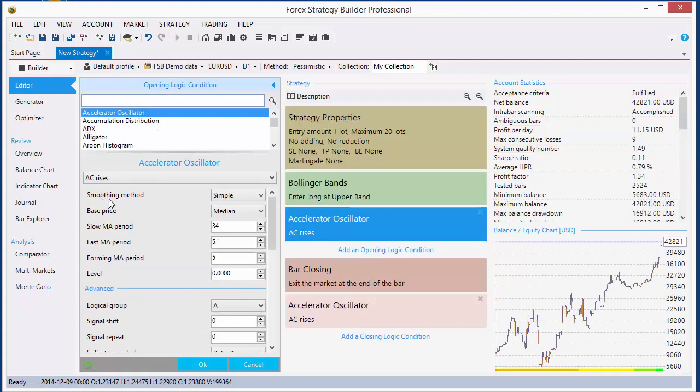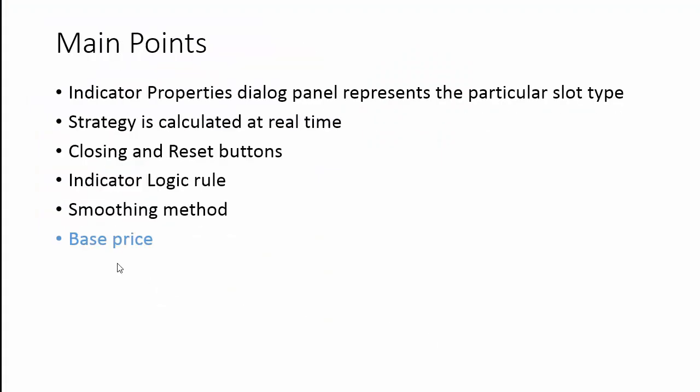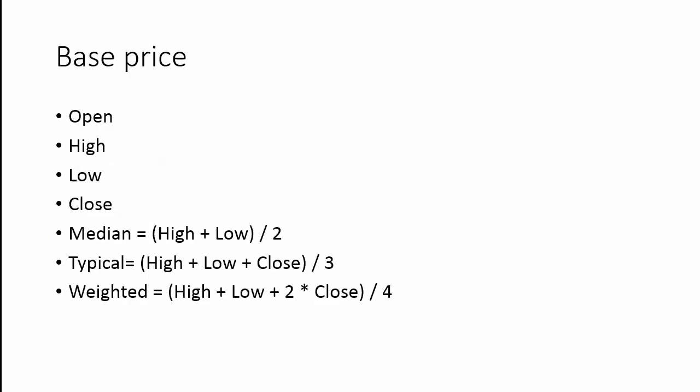This accelerator oscillator also has the same smoothing methods. The next is base price. Open, high, low, close. These are the four prices that determine the bar. Also, we can use median price. It's equal to high plus low divided by 2. Typical price, high plus low plus close divided by 3. And weighted price, high plus low plus double close price divided by 4.